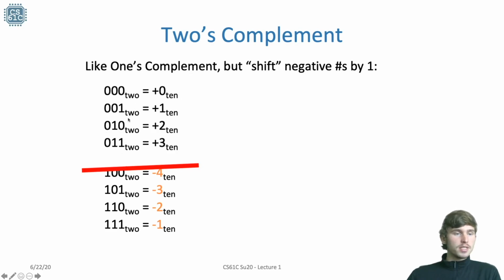And for the positive values, we don't need to worry about it, because the most significant bit is 0, and all the other bits are positive. So that's the big idea with 2's complement.